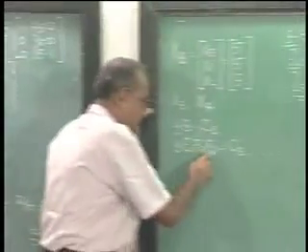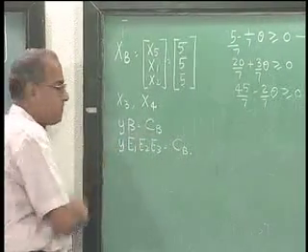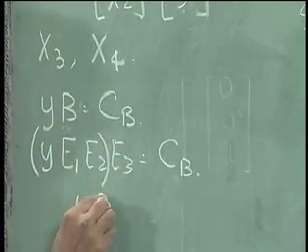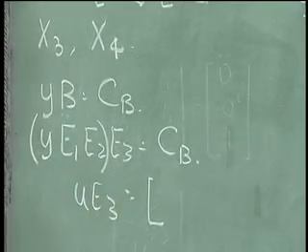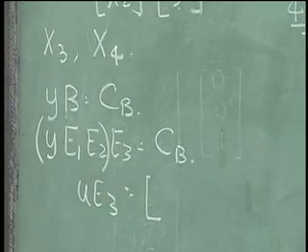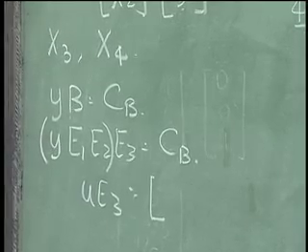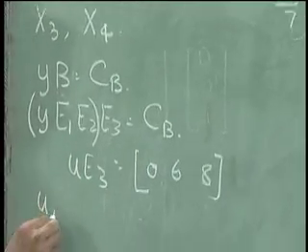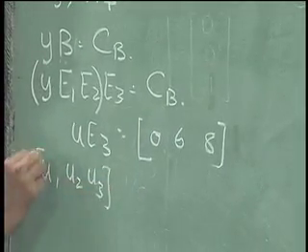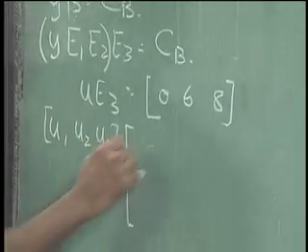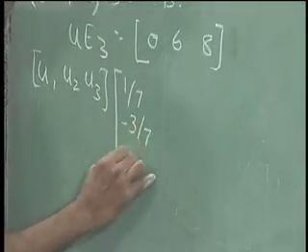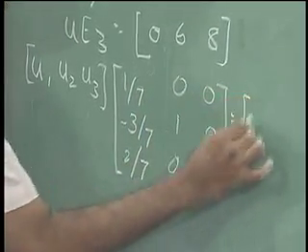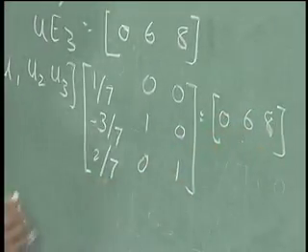Now, using this E1, E2, E3 and CB, we should now find out y. So, what we first do is we call this whole thing as u and say u into E3 is CB. CB is the objective function coefficient of the basic variables, which is 0, 6 and 8. So, we now substitute E3. So, U1, U2, U3 into 1 by 7, minus 3 by 7, 2 by 7, 0, 1, 0, 0, 0, 1 is equal to 0, 6, 8, from which u is equal to.